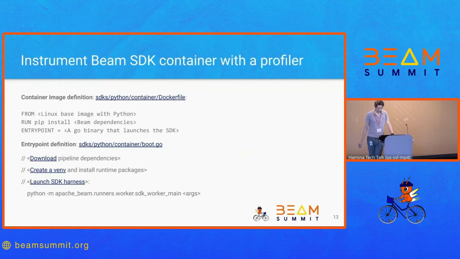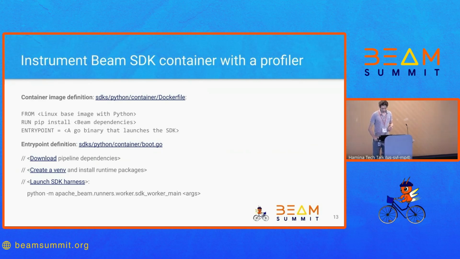Well, it's not super easy, but it's possible to do it. And what it takes: we have a container definition, and it's roughly like this. We have a base Linux image with Python interpreter. We install some Beam SDK dependencies in that image, and we have an entry point that launches the SDK. And then the entry point does a few things, like downloads dependencies, creates the virtual environment, and launches the SDK harness.